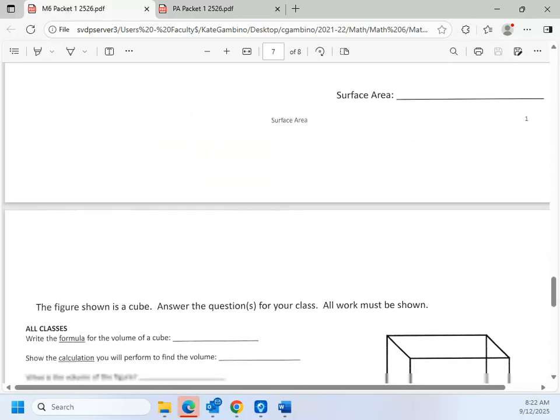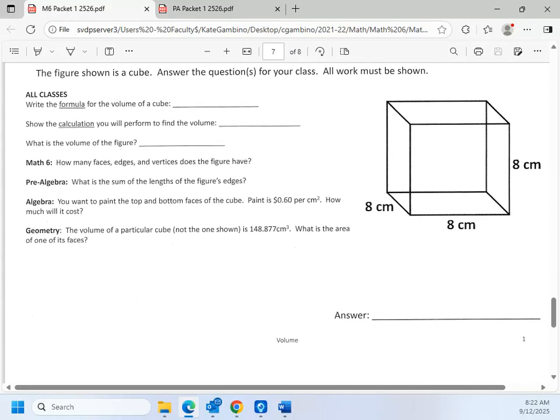Our next page. We have that same cube, and this time we have to answer some questions. All classes are going to write the formula for the volume of a cube. It's not just the area, it's the volume. So everybody's going to write our formula. Length times width times height. So length times width times the height.